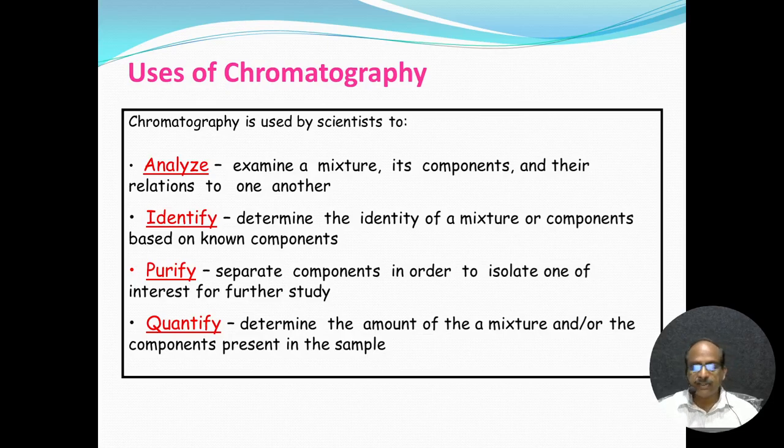How to identify the components of a mixture based on known components. That is called identifying known components. Purifying means separating the components in order to isolate the one of interest for further study, and checking whether impurities are present. Quantifying means determining how much quantity of each component is present in that sample.